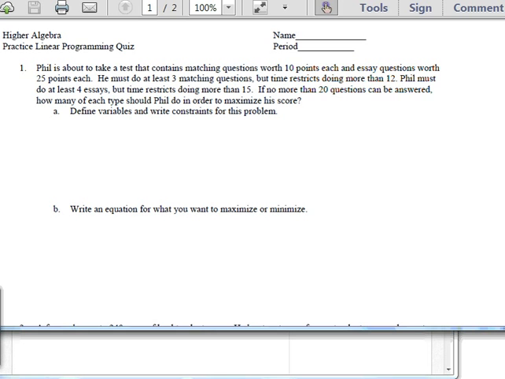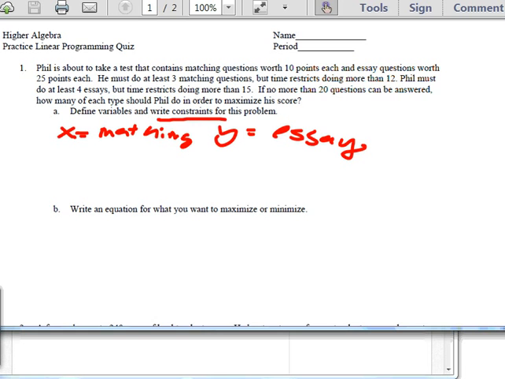So how do you always start? You've got to figure out what x is and what y is. What do you want x to be? I usually have it be the first thing. All right, so matching for x, and y equals essays. And then it says write constraints. Constraints are also equations. I'm going to give you a minute to try to write a few, and then I'll tell you what they are so you can see if you wrote them right.